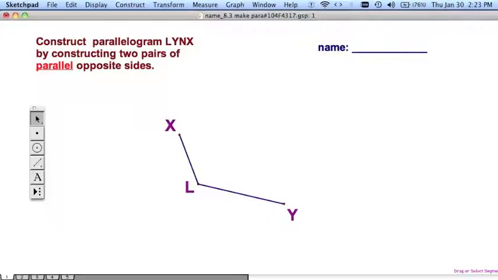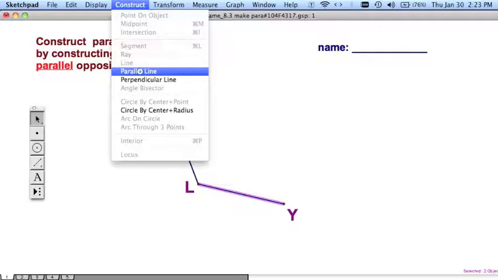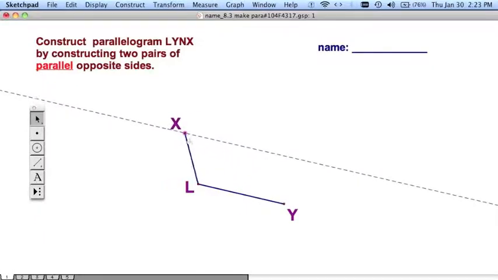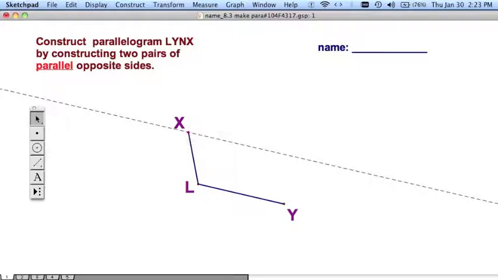Well, we know if I select a side, I'm going to select LY and X. Remember, I'm only selecting LY, the segment. And a point not on the segment, I can construct a parallel line. Now I kind of like my parallel lines being dashed. If you're in version 5 of the software, don't worry about it. Just construct the lines. You'll see what I mean. Right now, I select LX here and point Y, and I'm going to construct a parallel line again.